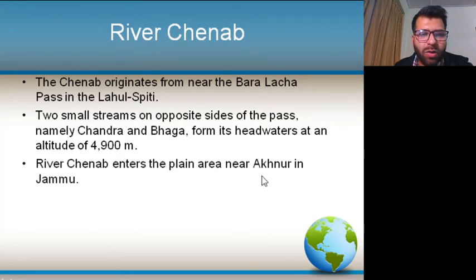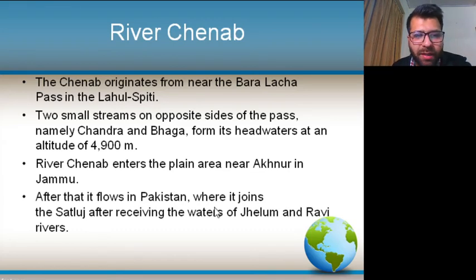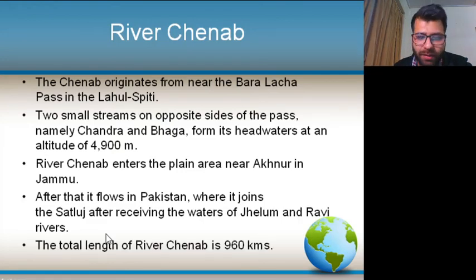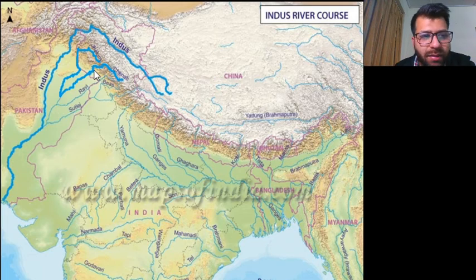Chenab enters the plain near Akhnur in Jammu. After that, it flows in Pakistan, where it joins Sutlej after receiving the water of Jhelum and Ravi. The total length is around 960 kilometers. Now this is river Chenab, from where it originates. And after crossing Akhnur, a plain place in Jammu, it enters into Pakistan and joins river Jhelum, and then Ravi and Satluj join it.